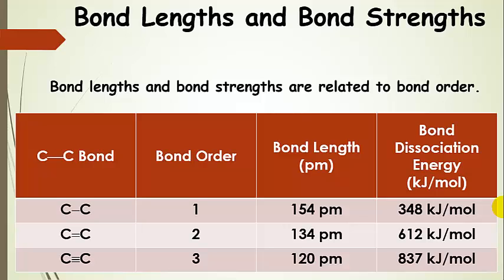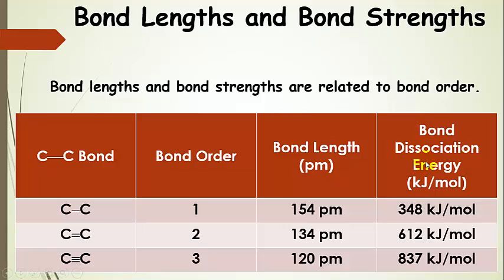Now bond lengths and bond strengths are both related to the bond order. So here is a chart showing a single bond between carbon atoms, a double bond between carbon atoms, and a triple bond. And you can see also the bond order is 1, 2, and 3, respectively, for each one of those. And then what I would like you to do is look at this chart and take note of the trends that you see with bond order and bond length, and bond order and bond strength.